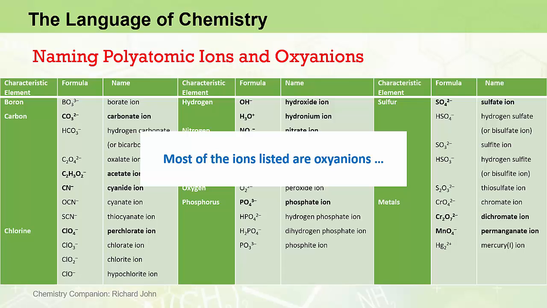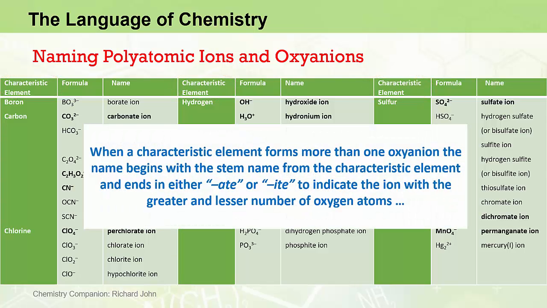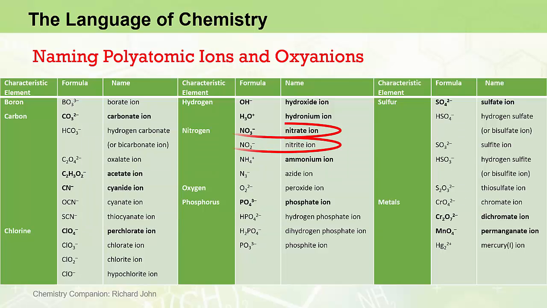Most of the ions listed are oxyanions, which contain oxygen combined with another characteristic element. When a characteristic element forms more than one oxyanion, which applies to most cases, the name of the oxyanion begins with the stem name of the characteristic element and ends in either "ate" or "ite" to indicate the ion with the greater or lesser number of oxygen atoms. For example, consider nitrate, NO3- and nitrite, NO2-.